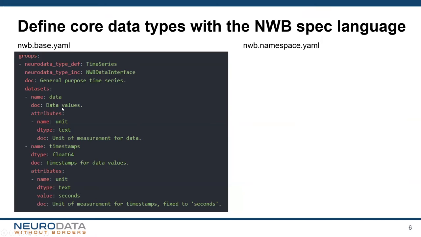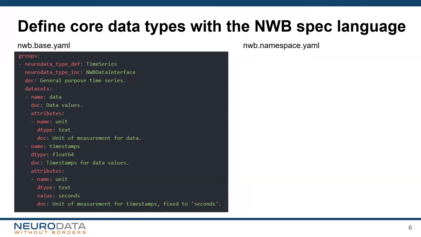So in this example here, we define a group representing a basic time series called TimeSeries. This data type extends a base type, NWBDataInterface, and has a doc string that says general purpose time series. It has a data set called data and an attribute, which itself has an attribute called units representing the unit of measurement for the data, such as volts or meters. TimeSeries also has a data set called timestamps, with its own unit attributes.